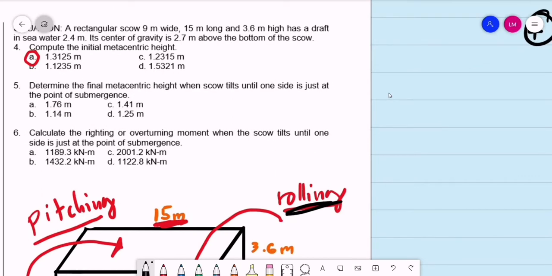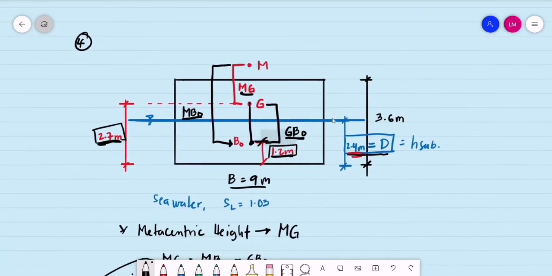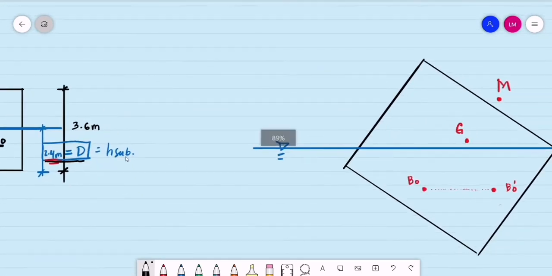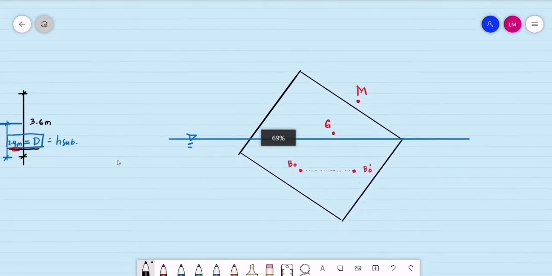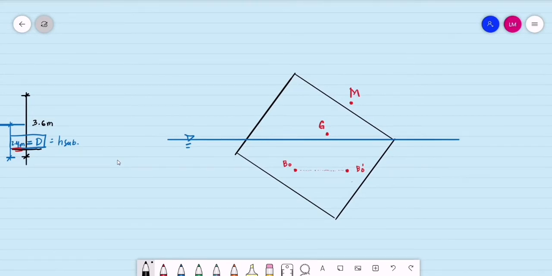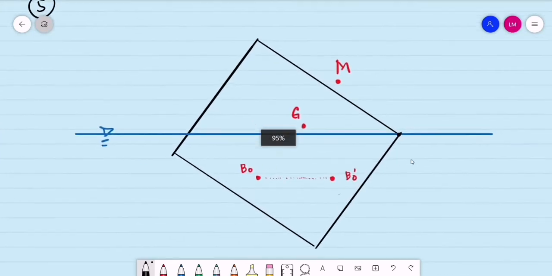Dito sa question number 5, determine the final metacentric height when the scow tilts until one side is just at the point of submergence. So, ito naman yung figure natin for question number 5. So, i-rotate daw natin yung scow up to a point na yung isang side niya is at the point of submergence. Ito, parang yung corner niya, mararating na niya yung tubig.